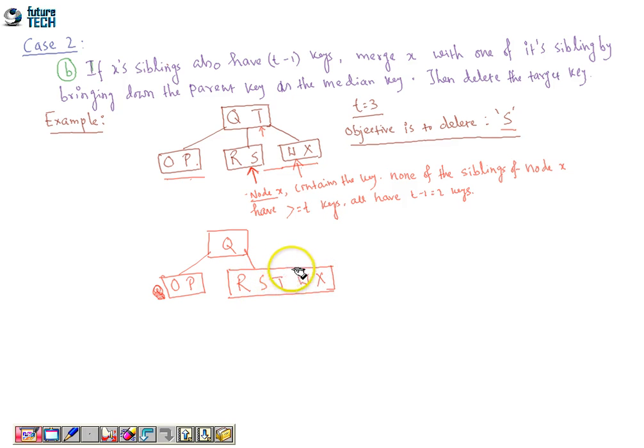Now we can delete the target S from this. This node X that contains the target now has greater than or equal to 3 keys, that is T keys. So we can delete S right now from here. We can just delete S from the target node X. That's all. So there are 2 cases.